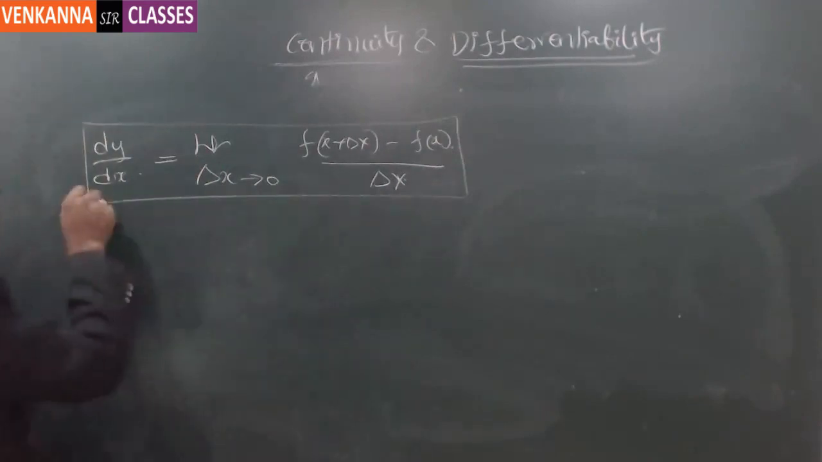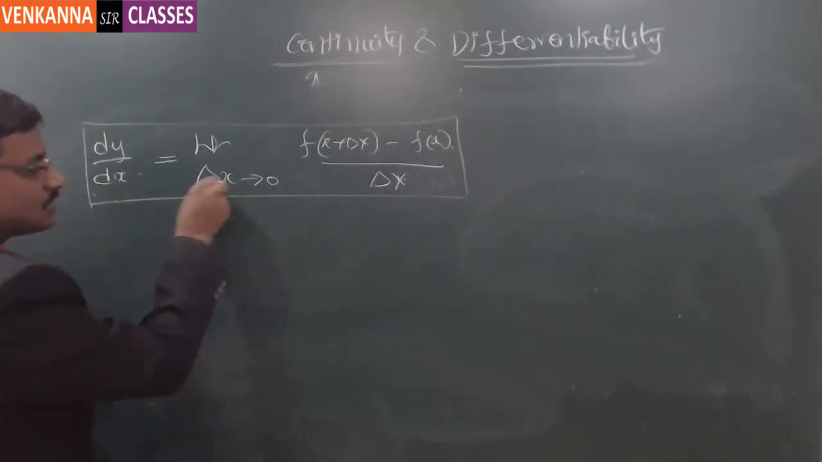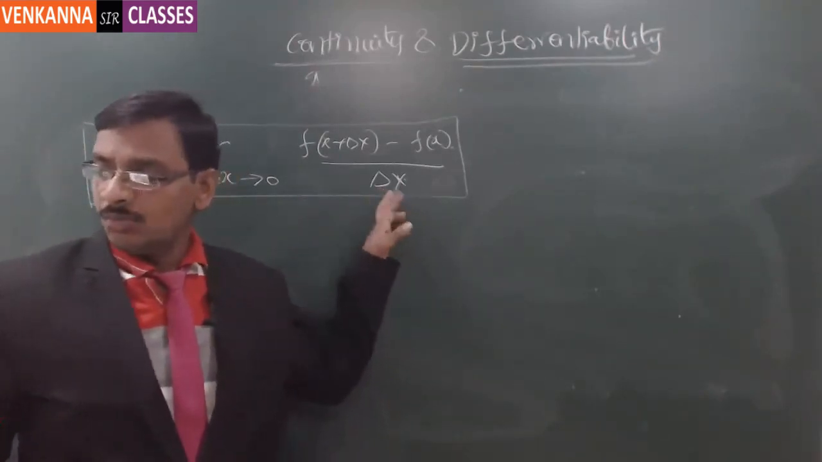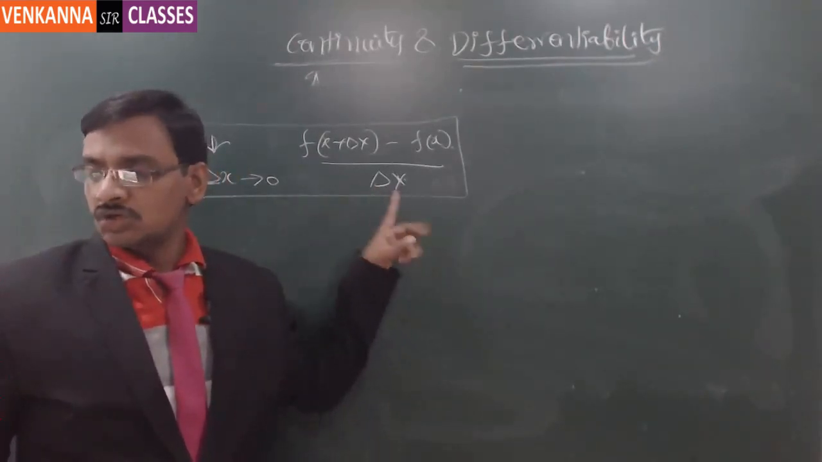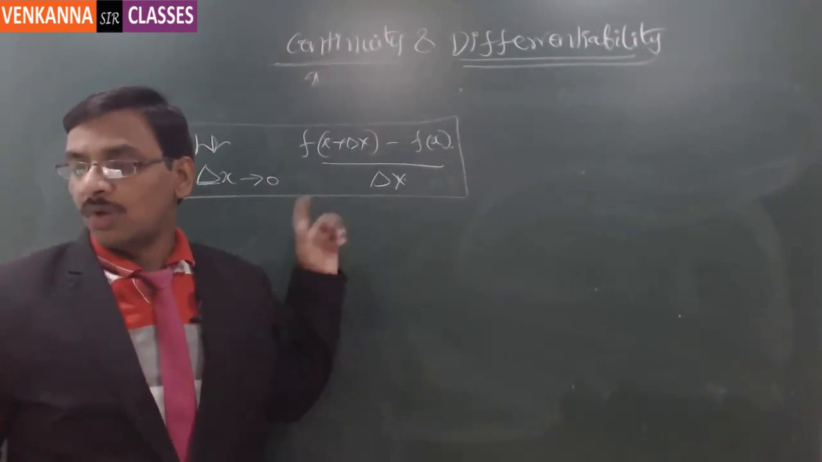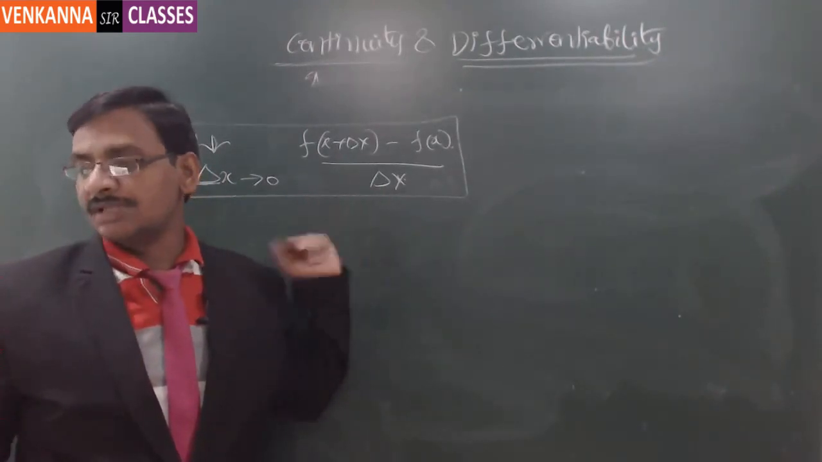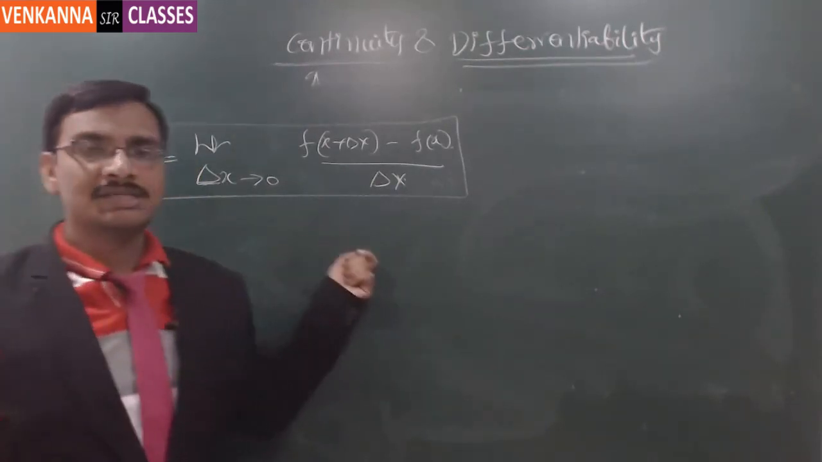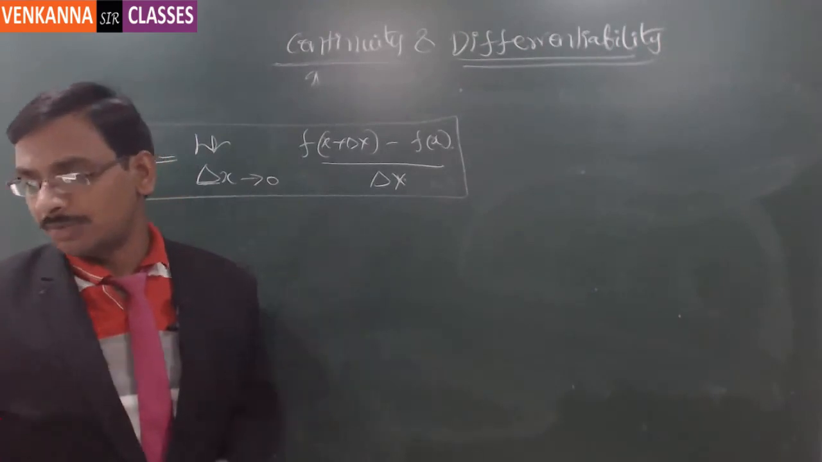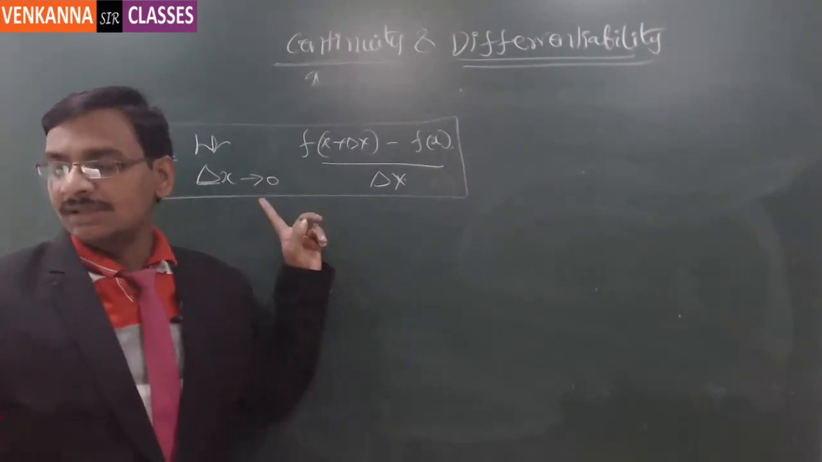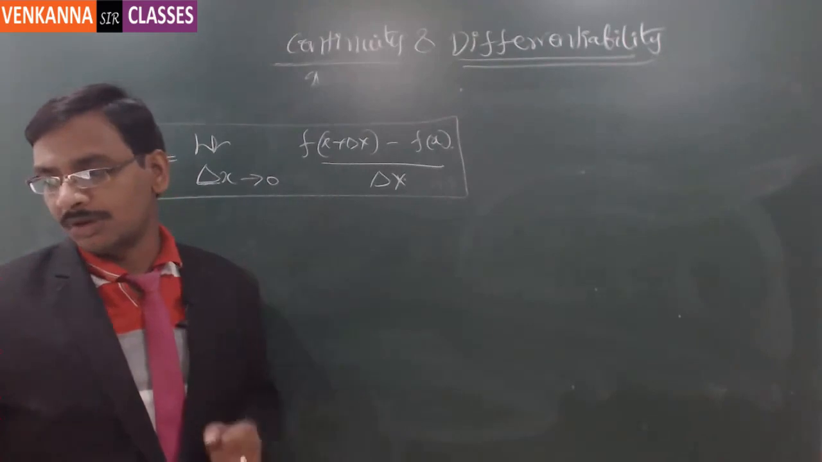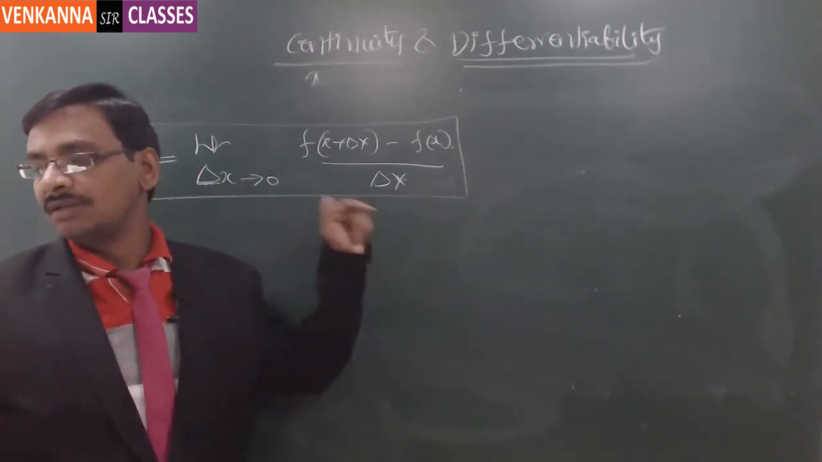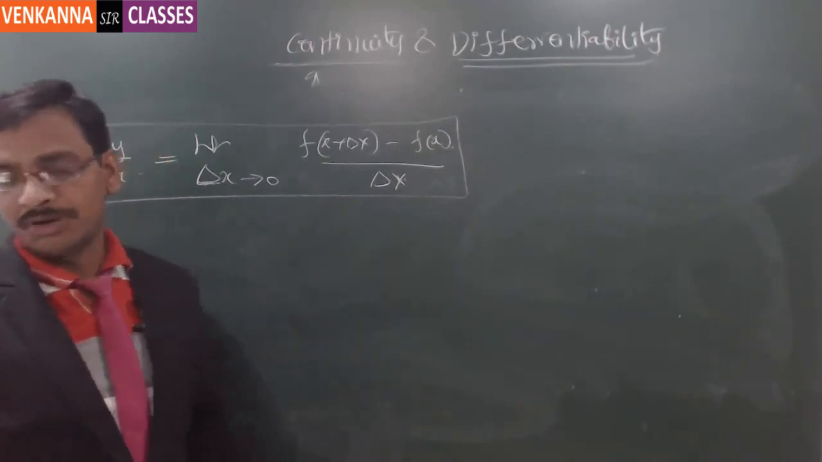Now this dy by dx, if you notice, delta x tends to 0. For the limit to exist, both left limit and right limit should be equal, right? But what if this limit doesn't exist? And there is the question of the existence of the derivative or not at that particular point. If the limit doesn't exist for this, then the function is non-differentiable at that particular point. If the limit exists for this point, then we say that the function is differentiable at that particular point, right?